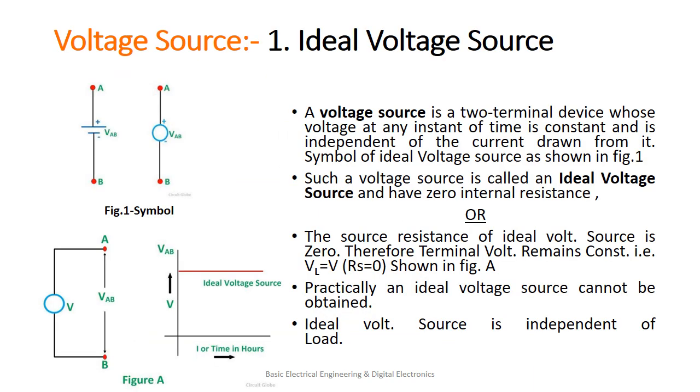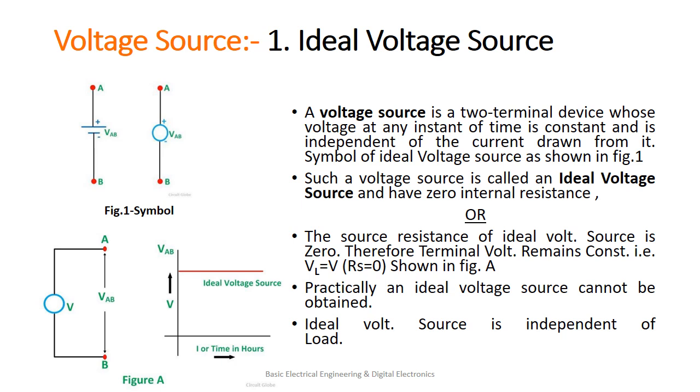Basically we start with the first part, that is the voltage source, beginning with the ideal voltage source. So what is the concept of an ideal voltage source? A voltage source is a two-terminal device whose voltage at any instant of time is constant and is independent of the current drawn from it. The symbol of an ideal voltage source is as shown in figure 1. Such a voltage source is called an ideal voltage source, and basically the internal resistance of the voltage source is ideally 0, or we can simply say the source resistance of an ideal voltage source is 0.